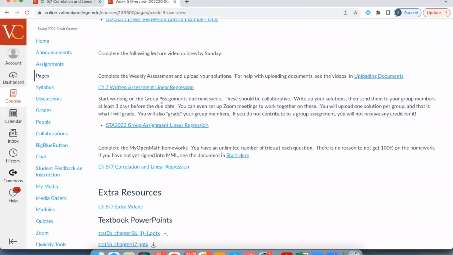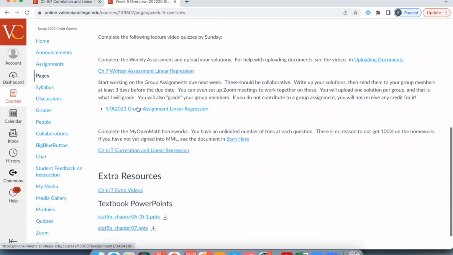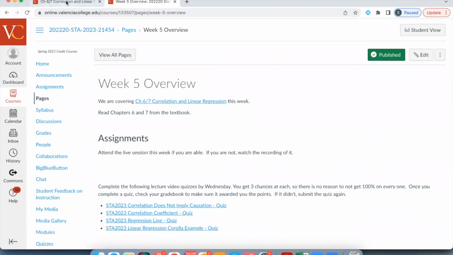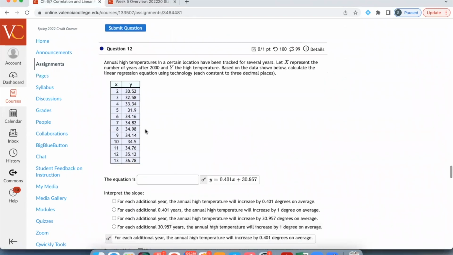be pretty easy. And then we got this group assignment coming up. That's mostly what I want to focus on today, is an easier way to do this group assignment. All right, I'm going to do that by doing one of the homework problems. And I'm going to answer a bunch of questions that they didn't even ask here.